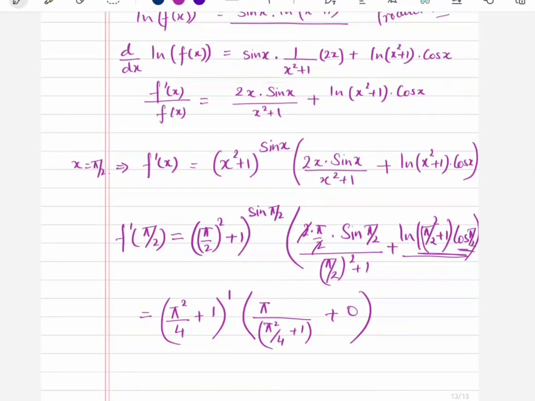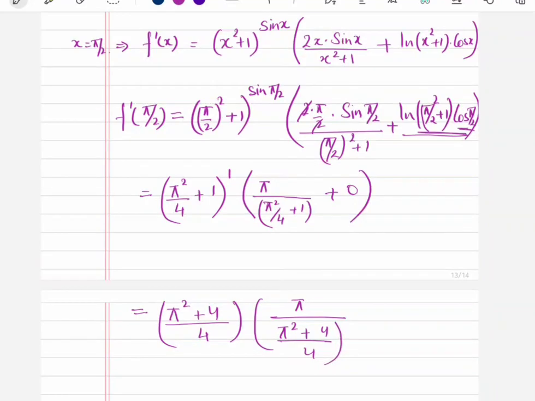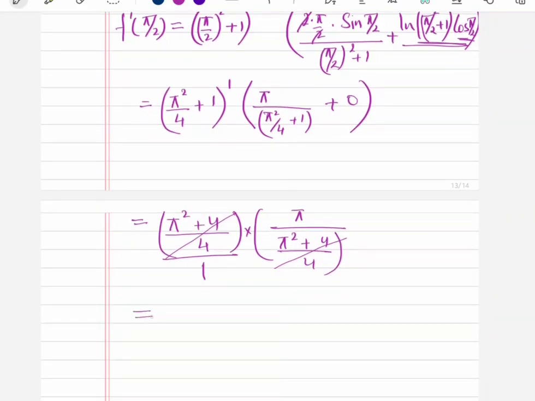Okay, now let's simplify a little bit more. So we have pi squared over 4 plus 1, which is going to give me (pi squared plus 4) over 4. Now this is again going to become (pi squared plus 4) over 4 plus 0. This is multiplied, this is over 1, right? So now this whole thing can cancel this whole thing, because it's numerator over denominator, and that gives me the answer, pi.